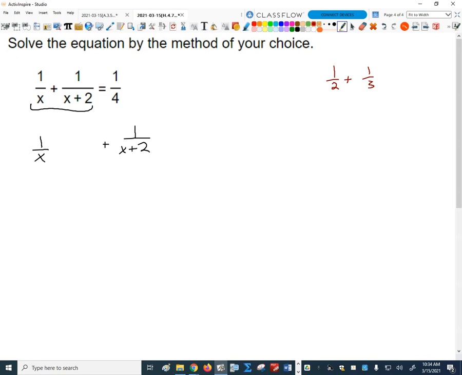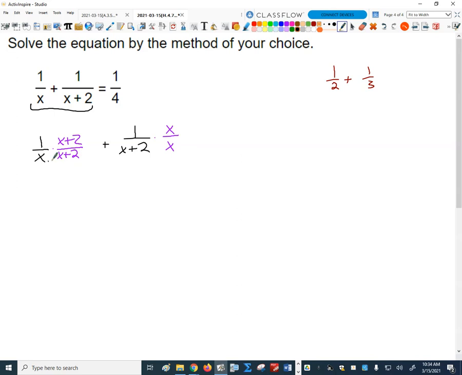Everybody agree? So to get a common denominator then, I'm going to have to multiply each of these by 1 in the form, the first one I'm going to multiply by x plus 2 over x plus 2, right? And what about over here? I'd have to multiply this one by x over x, right? Everybody agree? Okay, but what about on the other side? On the other side, I've got a 1/4, right? We can do this a couple ways. We won't even worry about that for a second. Let's just work on the left side.